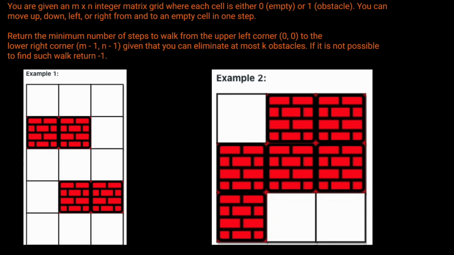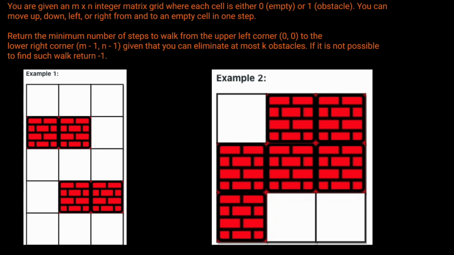You are given an m by n integer matrix grid where each cell is either a 0, empty, or a 1, obstacle. You can move up, down, left, or right, to an empty cell in one step. Return the minimum number of steps to walk from the upper left corner, 0, 0, to the lower right corner, m-1, n-1, given that you can eliminate at most k obstacles. If it is not possible to find such a walk, return -1.